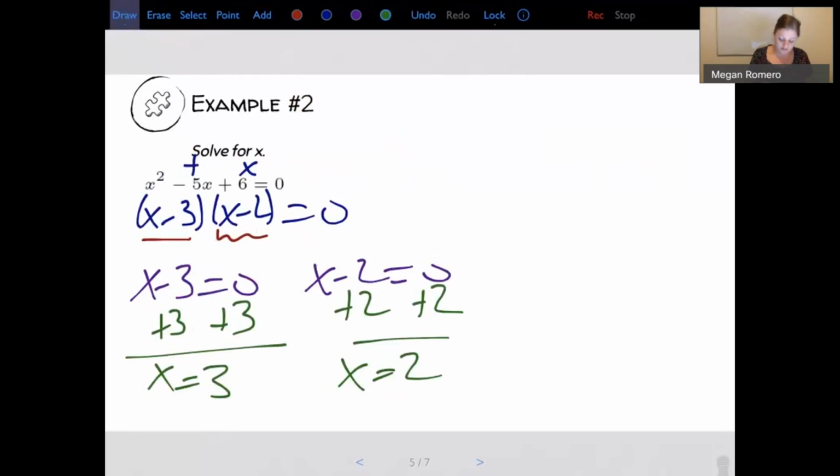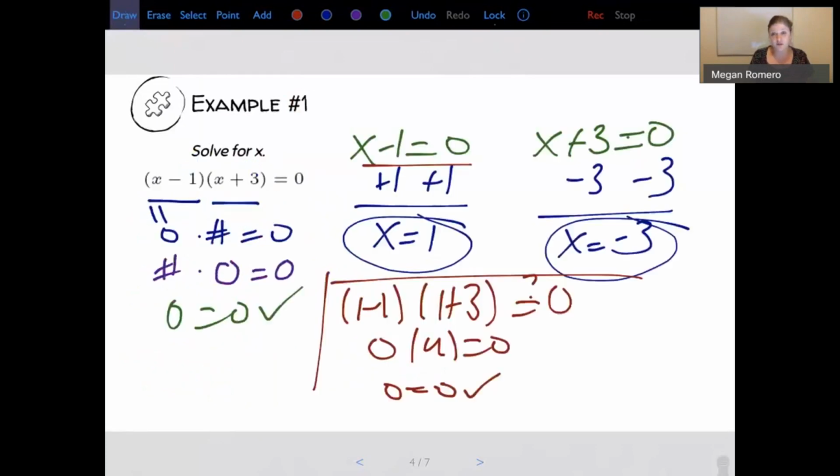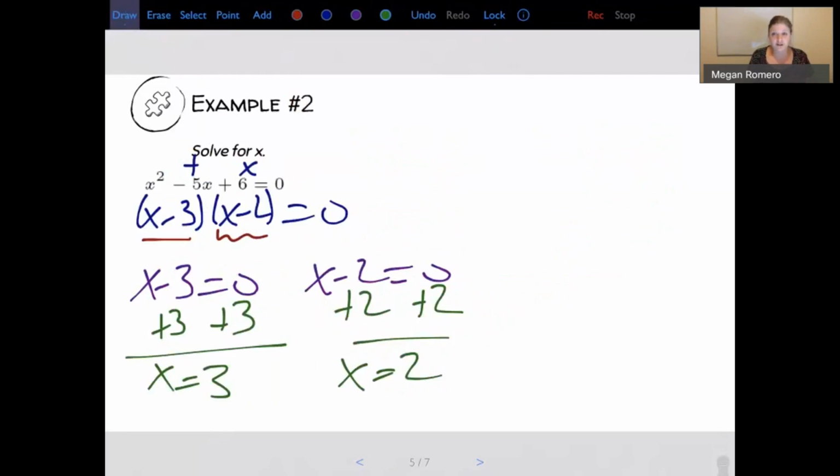So in this unit, there's a couple of different ways that you may be asked to solve a quadratic equation. The first is when it's already factored for you. You set each factor equal to 0. And the second way is when it's not factored for you and you use factoring in order to solve the equation.